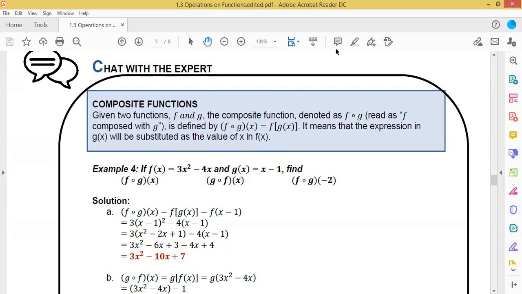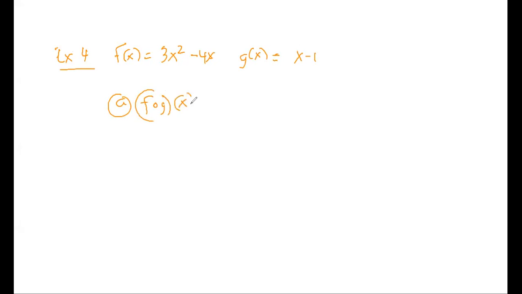Let's take this example. Example number 4. In example number 4, our f of x is equal to 3x squared minus 4x, while our g of x is equal to x minus 1. Now for A, we need to find f composed of g of x.